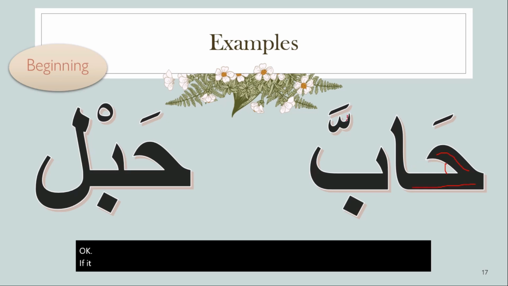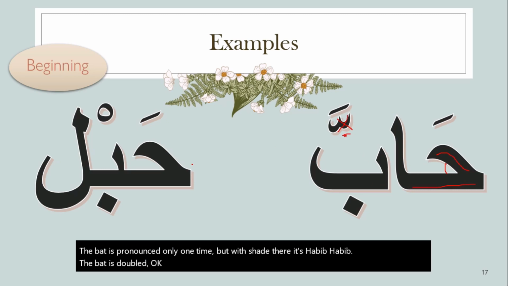If there was no shadda, by the way, if it was only fatha, it would be haba. Notice the difference. Haba. The ba is pronounced only one time, but with shadda it's habba. The ba is doubled.